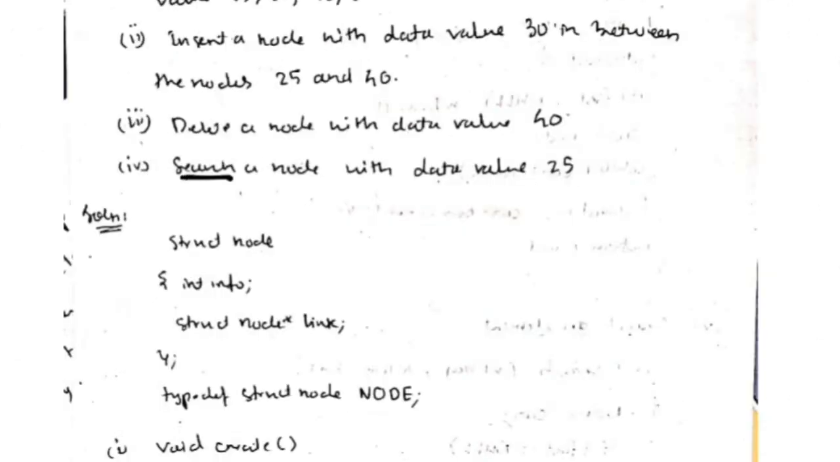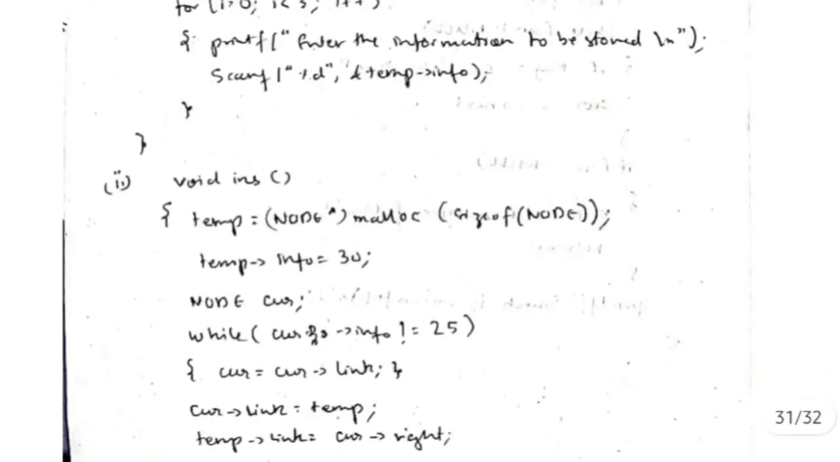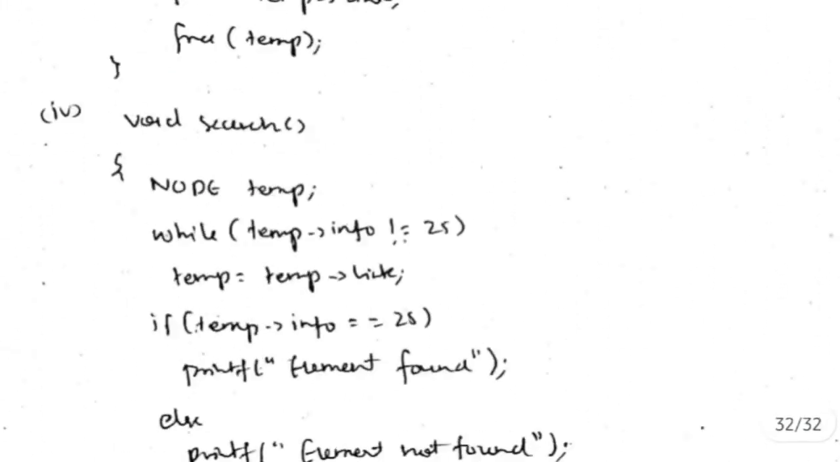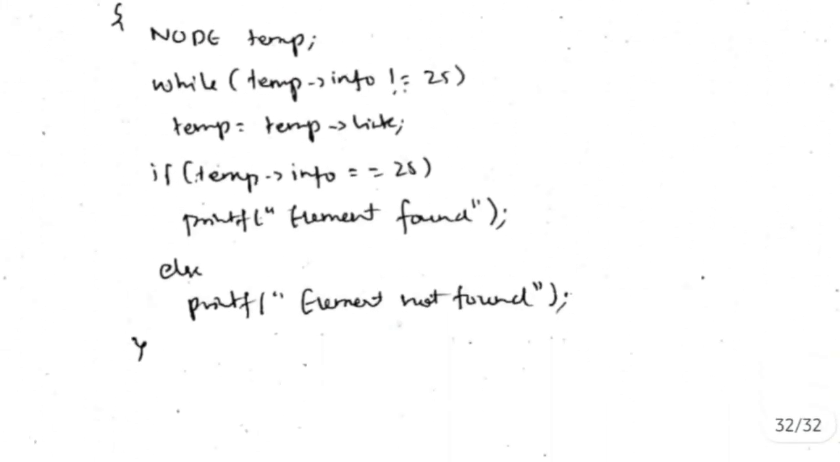In the next question we have been asked to search a node with data value 25. So we will travel each node and compare the information part. If we get 25, we will print the element is found, else we will print element is not found.